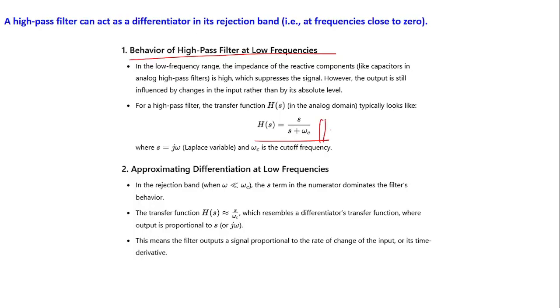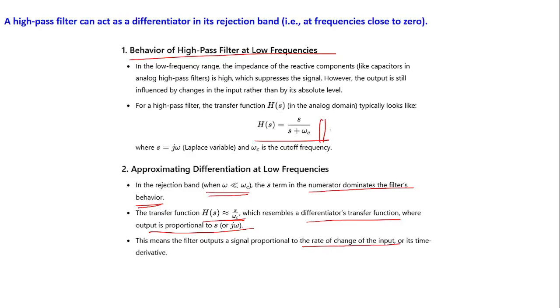Okay, so approximating the differentiation at low frequencies in the rejection band, when omega is much lesser than omega c, the s term in the numerator dominates the filter's behavior. The transfer function becomes nearly s by omega c, which resembles the differentiator's transfer function, where the output is proportional to s or j omega. Okay, so that is the important parameter. This means the filter outputs a signal proportional to the rate of change of input.